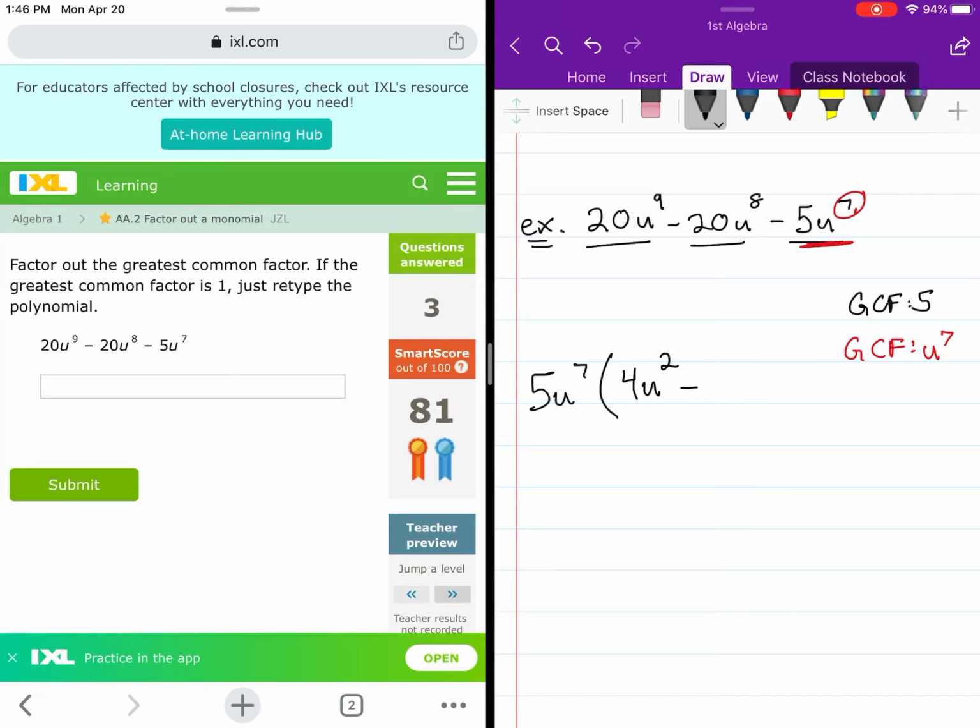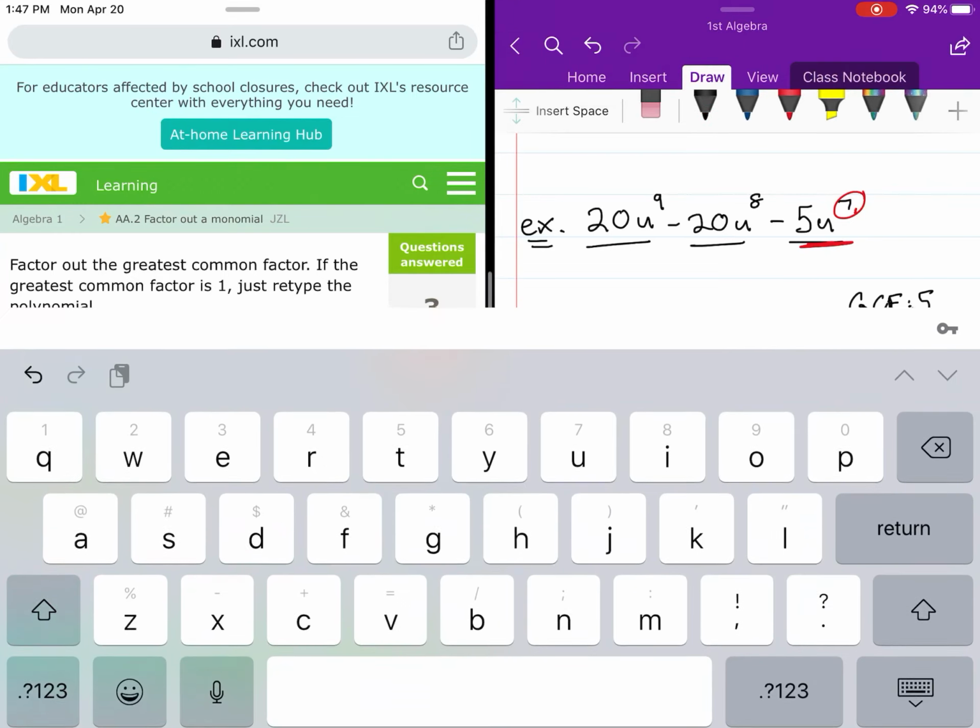Minus, and then again 20 divided by 5, that's 4. And then u, I had 8, I was able to divide 7 of them out, so then I have just 1 left. Minus, and then 5 divided by 5, that's 1. U7 divided by U7, so I took all of them out. Then I don't have any more U's there, so then that will complete my expression.